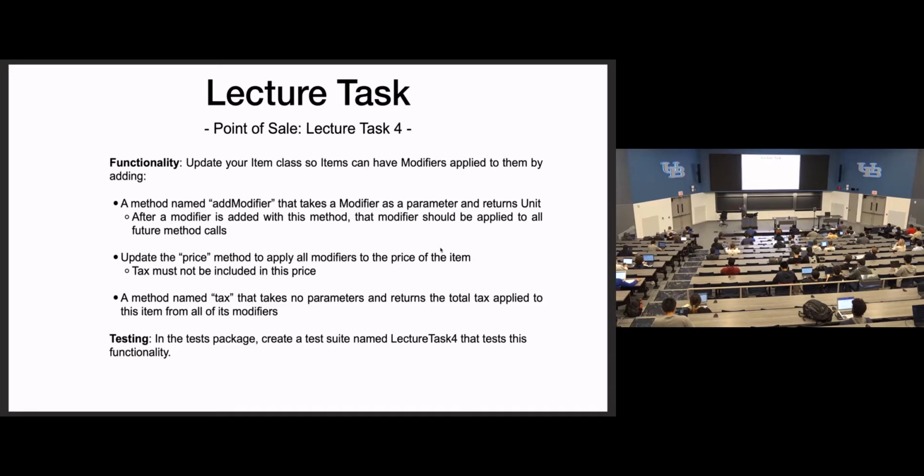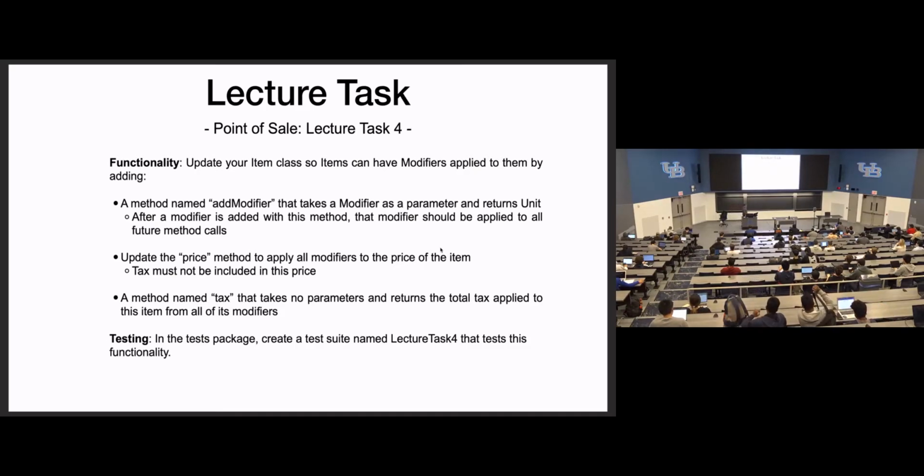Now that all 3 of those extend your modifier abstract class, we can change the item class to be able to have modifiers added to it. Whereas in sale testing item, you could only add sales, in the item class we're going to have that same functionality, but we'll be able to add any modifier to an item.